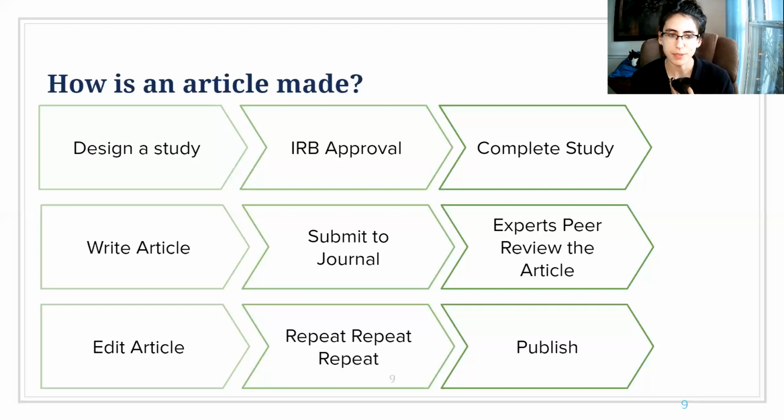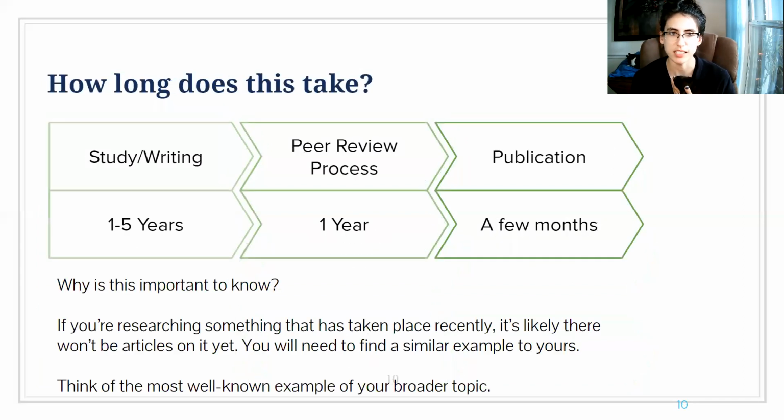And then there might be a lot of back and forth if you need to make edits or add any information or update your analysis depending on your peer review feedback. Once you finish that, it is time to publish. I'm explaining this process because I want you to understand how long it takes. The study and writing portion can take 1 year to 5 years or longer, depending on what kind of study you're doing. Then the peer review process can also take up to a year. And then finally the publication can still take a few more months.